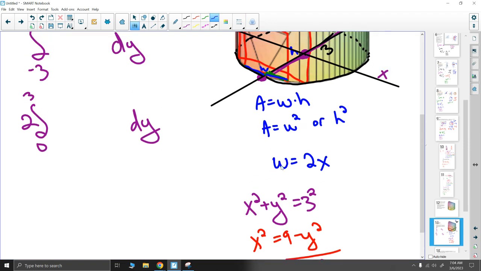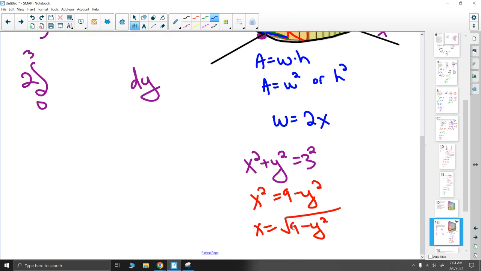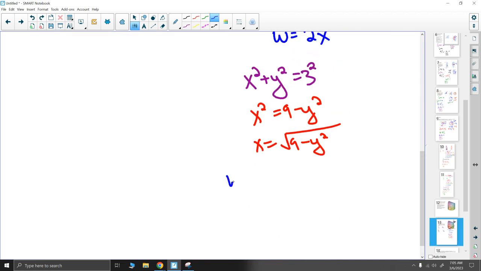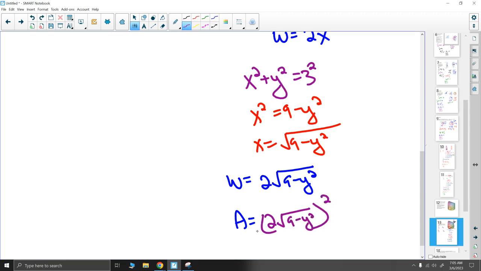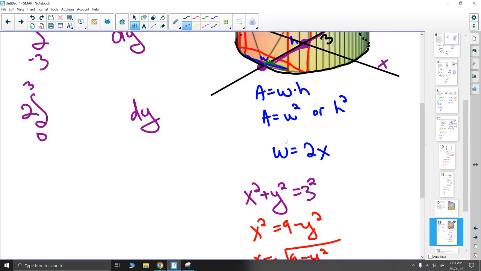So our width is 2 times x, but x in terms of y gives us that the width of our rectangle is 2 times the square root of 9 minus y squared. And we know that the area of a square would be the width times the width. So that is 2 times the square root of 9 minus y squared, width times width, or width times height, because the height is the width; it's a square.